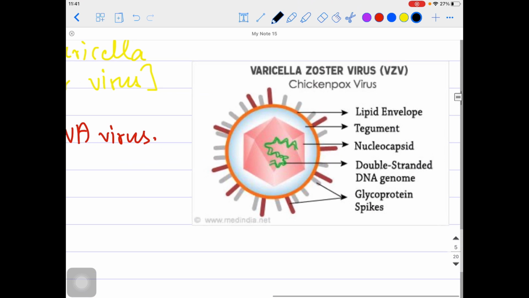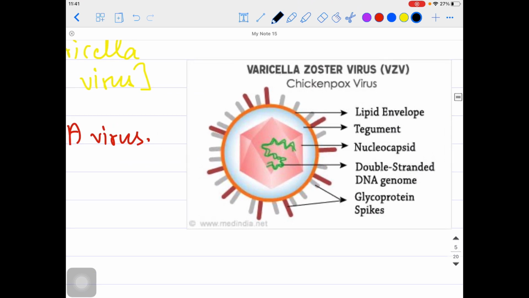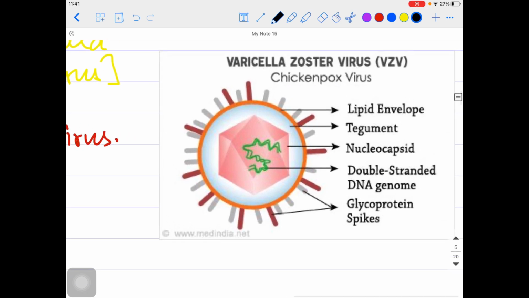If you talk about the structure of this virus, basically in the children age group it causes chickenpox, and in the adult age group it causes shingles or herpes zoster. In the structure, first of all we have an envelope surrounding it, that is the lipid envelope. Here you can see a layer of lipid present over there.